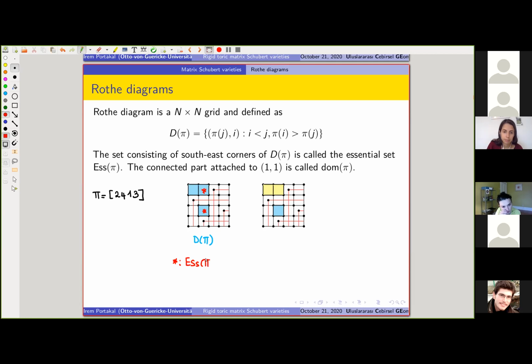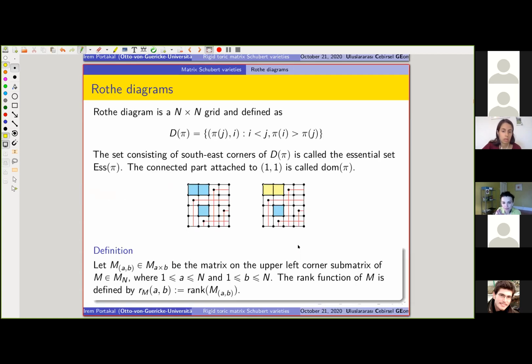So these stars are my essential sets. And we also have this dominant part, which is just the connected part attached to this upper northwest corner, basically attached to 1, 1. So this yellow thing is the dominant part. Okay, I will go back to that picture in a minute with an example. But this is important because of one more notation.